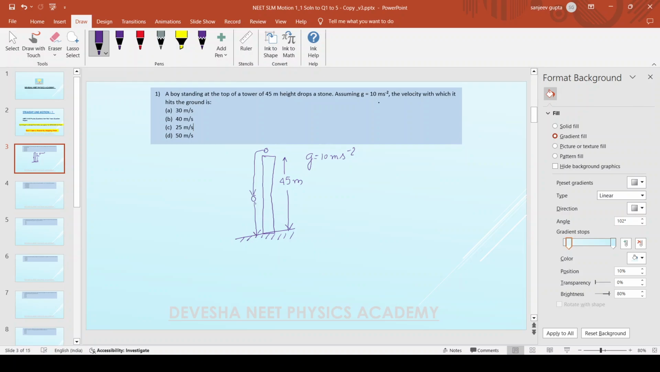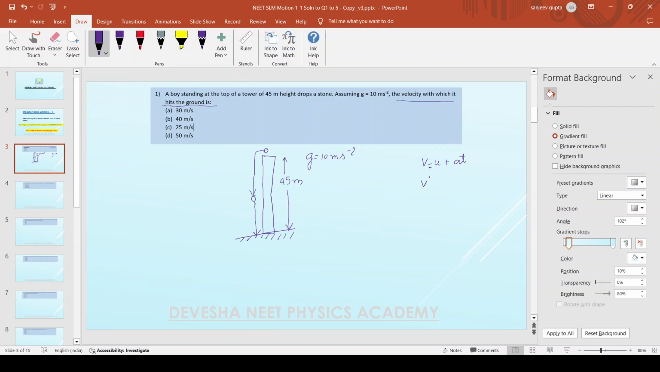And what we need to find here is the velocity with which it hits the ground. So let's understand. There are three fundamental formulas which all of you must know. The first is v equal to u plus at. v is the final velocity of a body, u is the initial velocity, a is the acceleration by which it is moving forward, and t is the time elapsed.